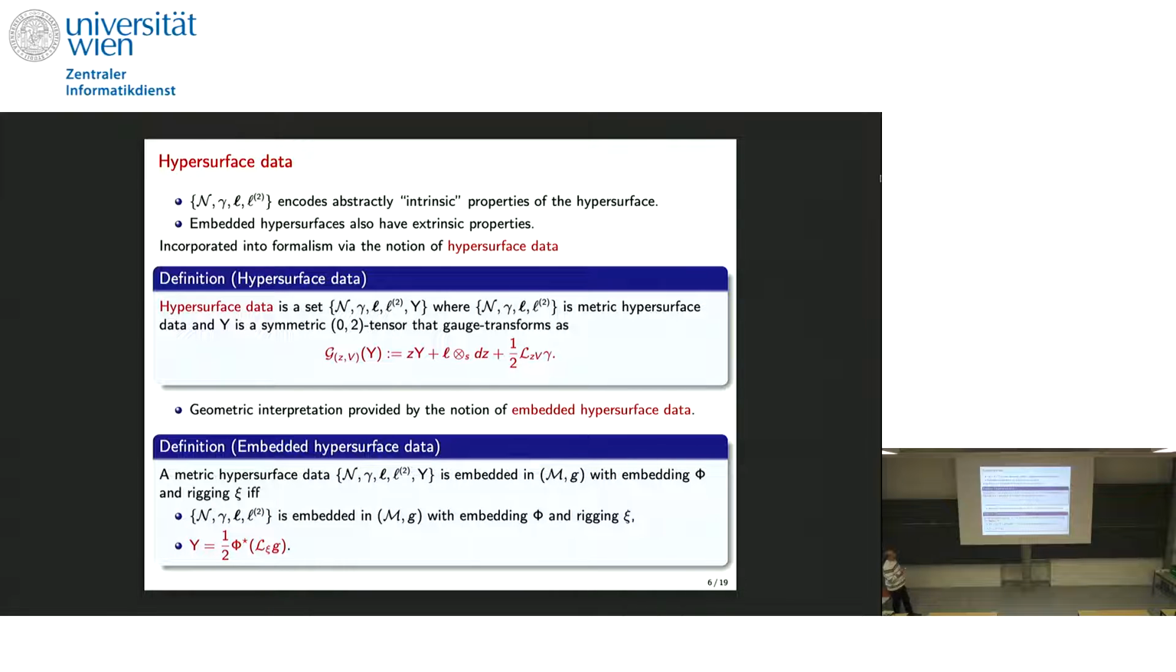We will say that one such metric hypersurface data, which now includes this Y tensor in it, is embedded with embedding phi and rigging psi when, first, the metric part is embedded in the sense I was mentioning before. And on top of that, the Y tensor is just the pullback of the Lie derivative of g along psi.